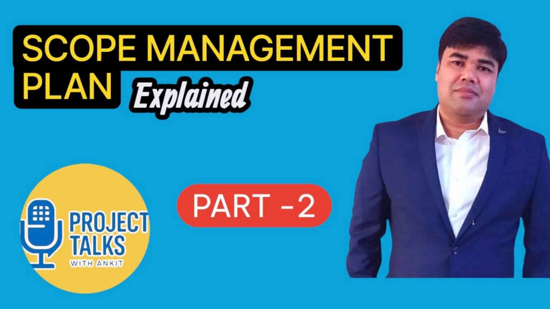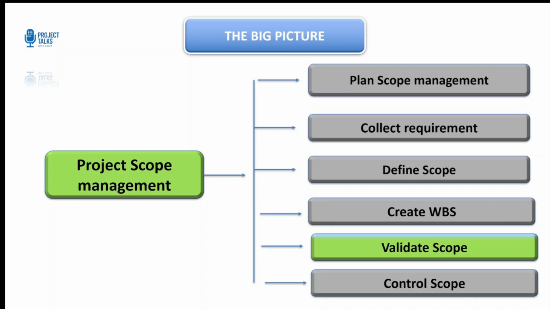Now let's begin with the fifth process: validate scope. So now that we have understood how plan scope, collect requirement, define scope, and create WBS works, let's move to our next process, which is validate scope. Now, validate scope is where we get formal acceptance of deliverables from stakeholders.